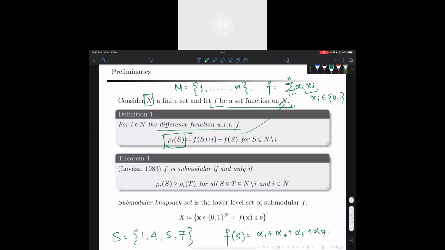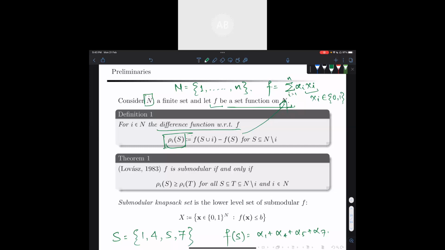In this case, can someone tell me? So you've given this function here. What is this difference function with respect to any I and any S? Akshay, do you have an idea? Are you following? No, I was just looking at something else. Okay. Anyone here?